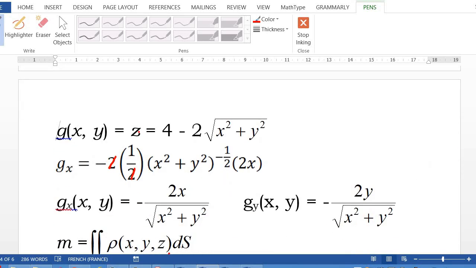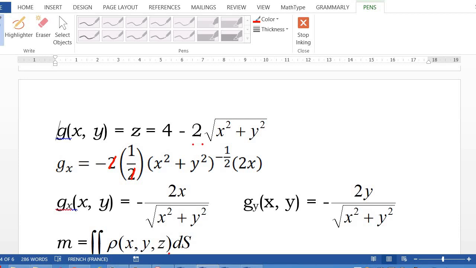Gxy is actually equal to z, which is 4 minus 2 times the square root of x squared plus y squared. You want gx squared, so you need to find del z del x. So del x of 4 is 0, and then del x of negative 2 times the square root of x squared plus y squared. Since y is constant, del x of 4 gives you 0.